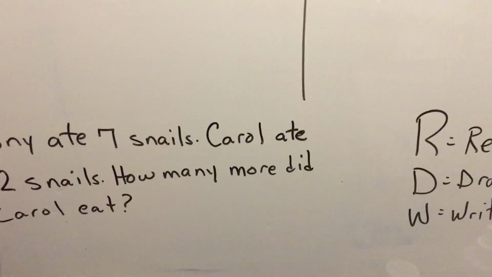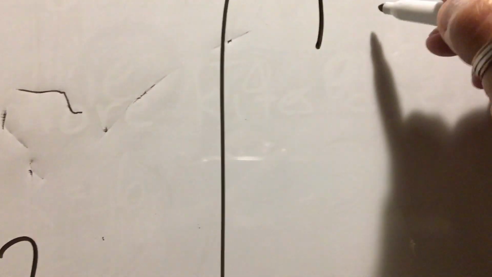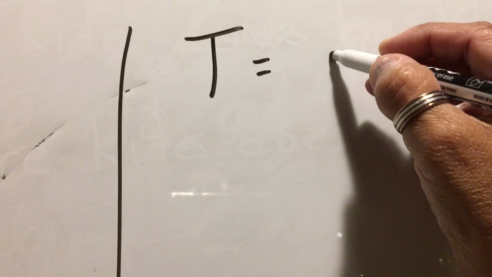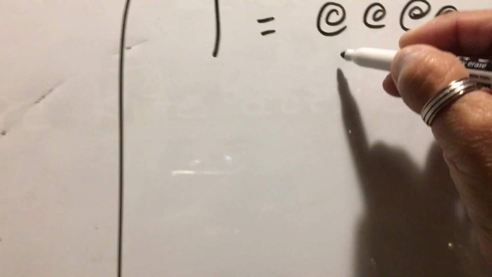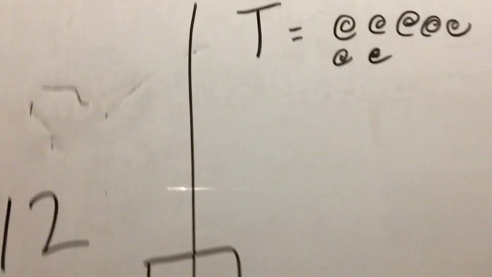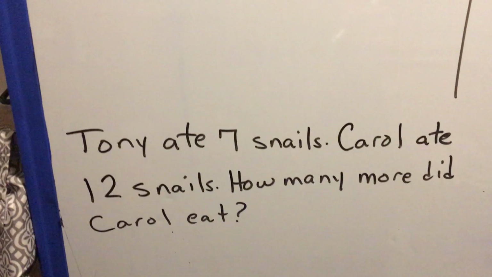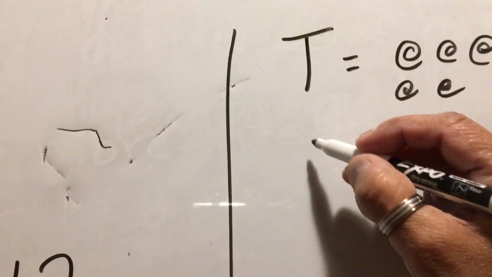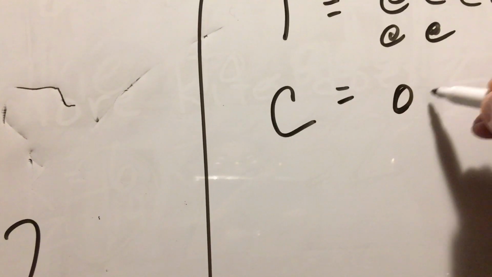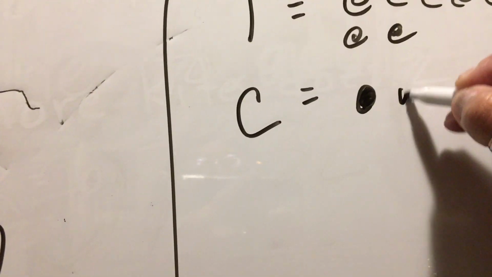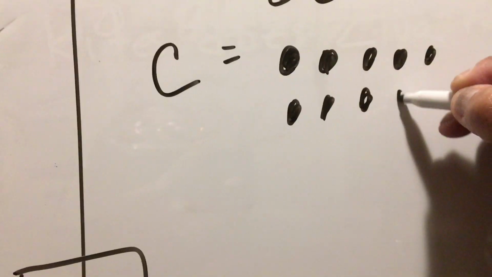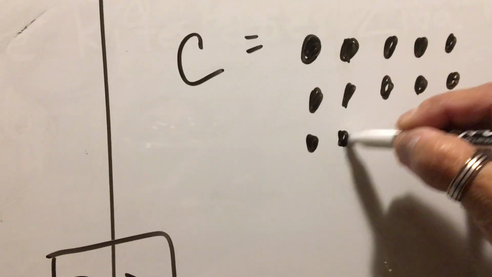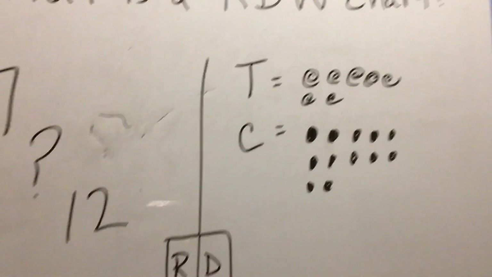Now I'm going to draw what it says. Tony ate 7 snails. I'm going to draw that right here. Here's Tony, and he ate 7 snails. So 1, 2, 3, 4, 5, 6, 7 snails he ate. And it also says that Carol ate 12. So I'm going to write a C for Carol and draw out hers. 1, 2, 3, 4, 5, 6, 7, 8, 9, 10, 11, 12. That's all I do there. So I just draw it.